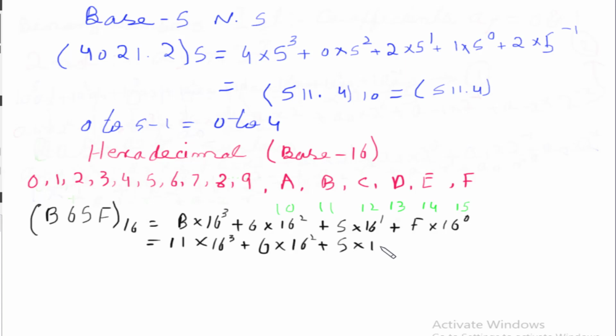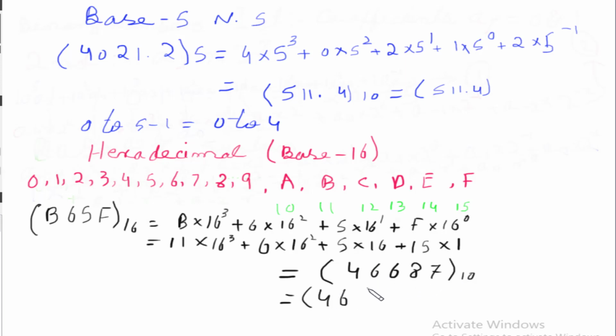This B is equal to 11, into 16 cubed, plus 6 into 16 squared, plus 5 into 16. This F is equal to 15, and anything having power 0 is equal to 1. Eventually I will get 46,687 in the decimal number system. We always write it without its base, so 46687 is the answer.